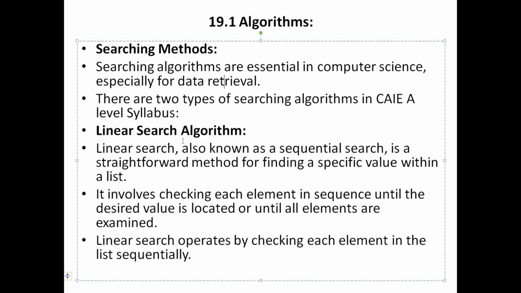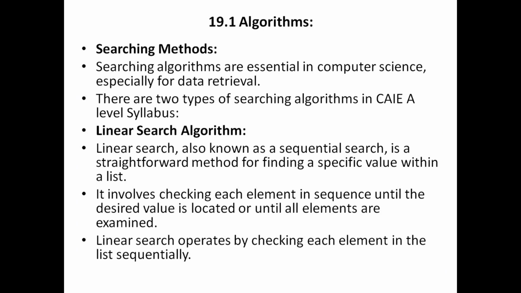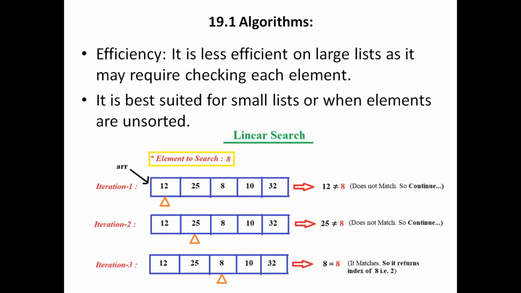In A level we have two types of searching algorithm. One is known as a linear search that you already know, and another one is known as binary search. Now, linear search, as you know very well, works in a systematic way. It compares every element in an array with whatever search term you have inputted, and if they are the same, it outputs the message is found, stops the loop, and if it does not find whatever it was looking for, then it outputs an error message. Efficiency. It is less efficient on larger lists as it may require checking each element. It is best suited for small arrays or when elements are unsorted.